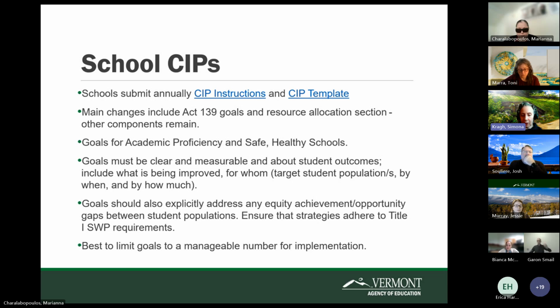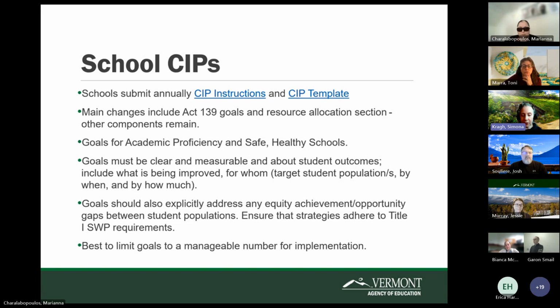Some new components are goals relating to Act 139, such as reading proficiency required for K-3 schools, and equitable resource allocation only for schools identified for CS, TSI, and ATSI. You should continue to maintain SUSD and LEA level systemic goals and strategies for improvement and plans. However, for this year, an LEA level plan submission to the AOE is not a requirement. This may change in the future, considering district quality standards expectations.